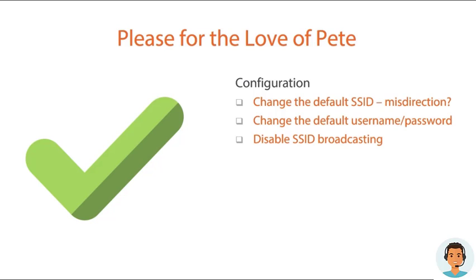Also, disable SSID broadcasting. Again, this isn't going to necessarily stop an attacker, but that's not your job, because that job is impossible. Your job is to slow them down. They have to be looking for hidden SSIDs.